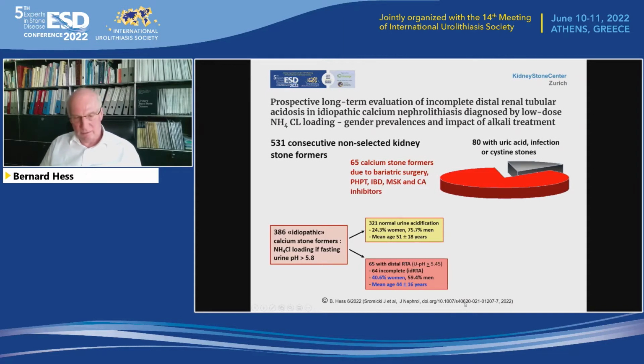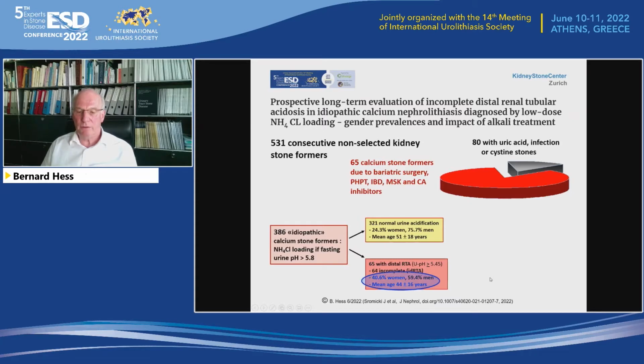65 had a distal RTA, 1 was complete, 64 were incomplete, 41% were women, so clearly more than in the idiopathic calcium stone formers, 59% men, and the mean age was 44. So these patients are more female and clearly younger than the idiopathic calcium stone formers.